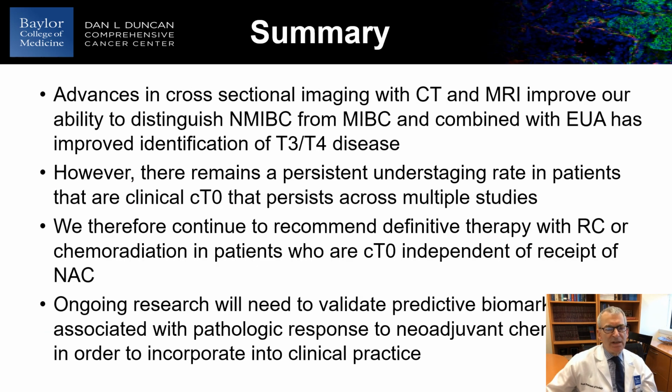So in summary, advances in cross-sectional imaging with CT and MRI clearly have improved our ability to distinguish non-muscle invasive from muscle invasive disease, especially when combined with EUA. And the sweet spot may be actually in identifying patients who are more likely to have locally advanced disease with either T3 or T4. But there remains a persistent understaging rate in patients that are clinical T0, and I hope I've shown you this persists across multiple studies, and the numbers are very consistent.